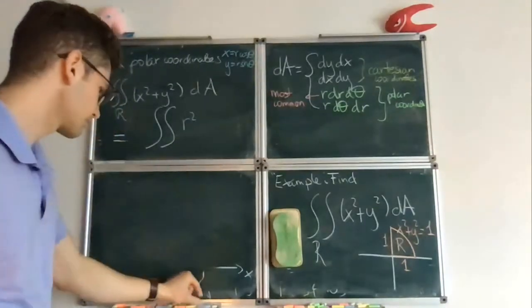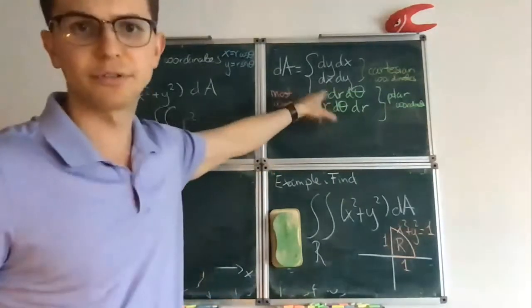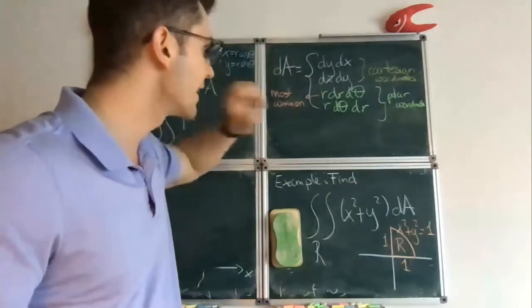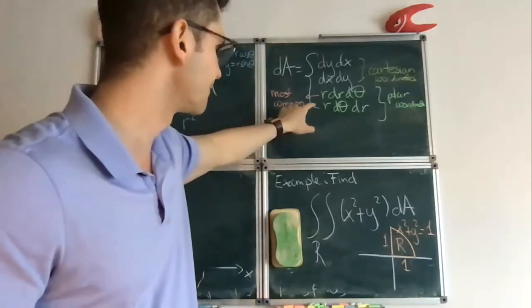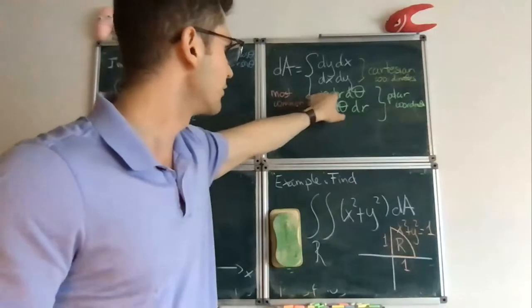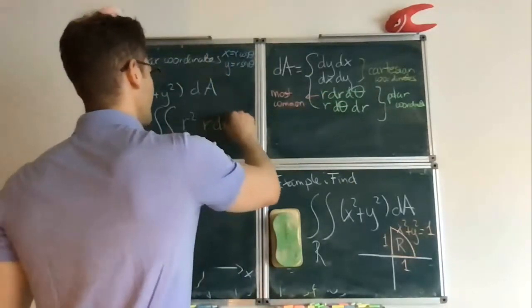Okay? For the dA, if we're going to use polar coordinates, you have to use one of these versions. And again, it happens to be more convenient to just use this one. So I'll just put r dr d theta.